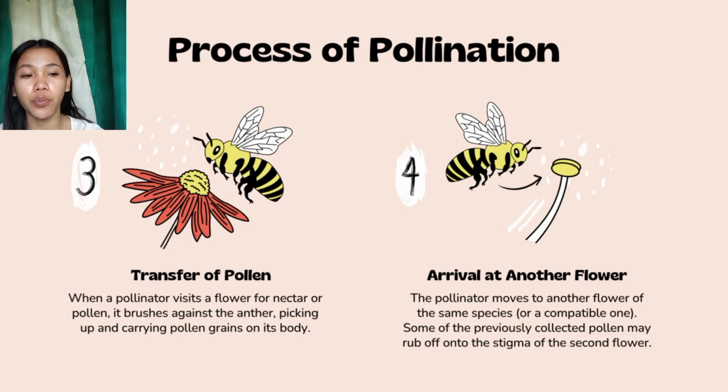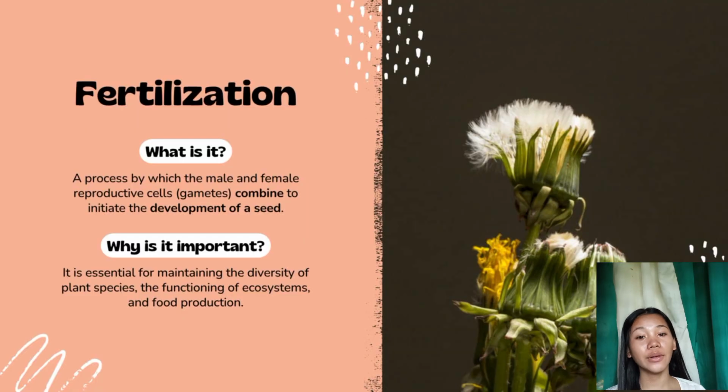The pollinator moves to another flower of the same species or a compatible one. Some of the previously collected pollen may rub off onto the stigma of the second flower. And now let's move on to fertilization.